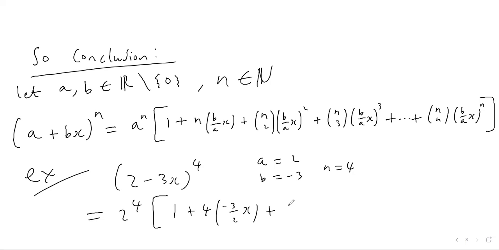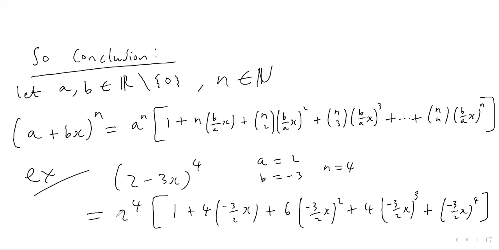So 4 choose 2, that's going to be the number 6. So we get 6 multiplied by b over a, so minus 3 over 2x all squared, and then plus, again, 4, because that's n choose 3. 4 choose 3 would be the number 4, multiplied by minus 3 over 2 x to the power 3, and then lastly n choose n, so 4 choose 4, that's the number 1, so that's going to be 1 times minus 3 over 2x all to the power 4, and that would be our expansion.